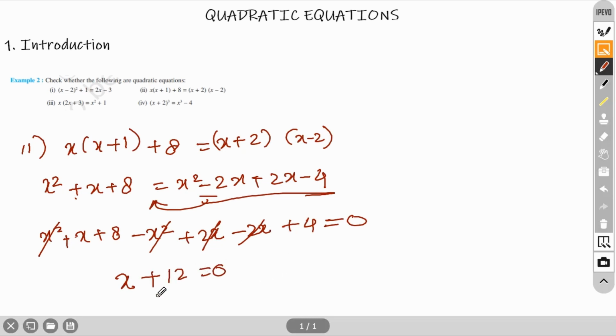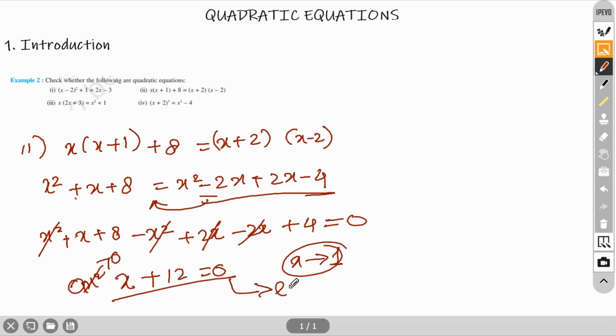Now this is not of the form ax square plus bx plus c equals 0, because here there is no term of ax square. Okay, ax square is 0 here. This is a linear equation because the highest power of x is 1. So this is a linear equation. So this is not a quadratic equation.